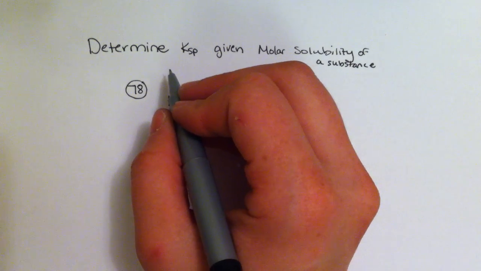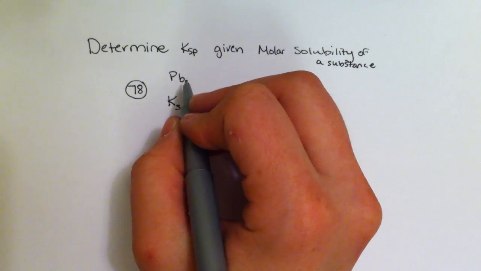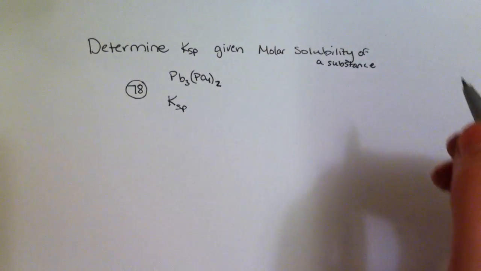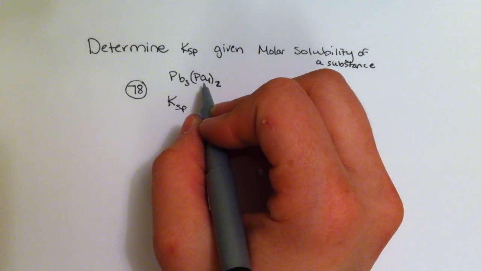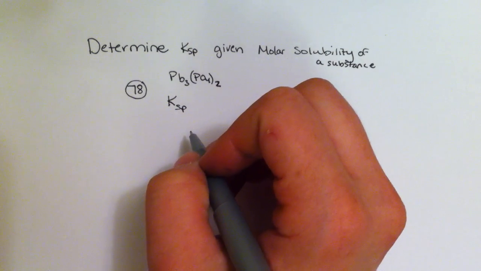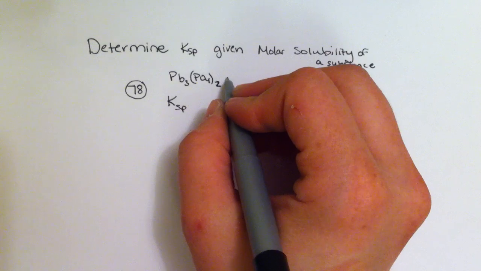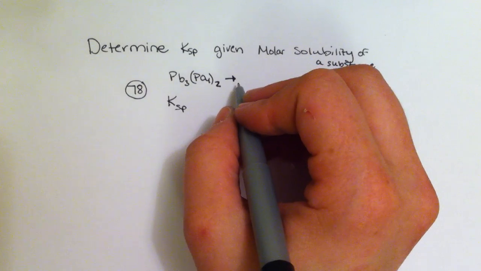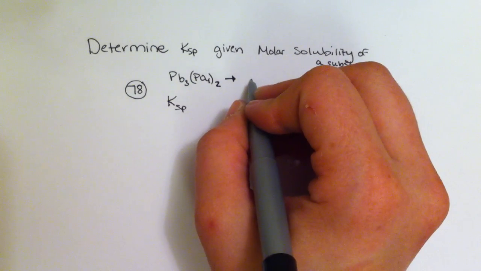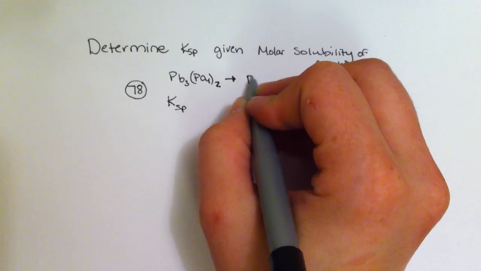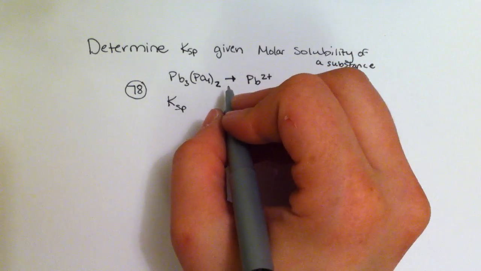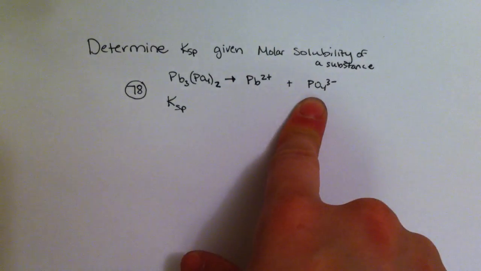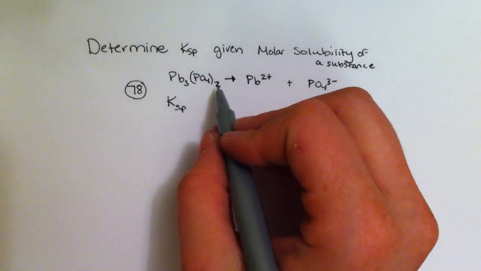For example, I'm going to do Pb3(PO4)2, so lead(II) phosphate. Now, remember from solubility rules, phosphates are insoluble, but what we learned in class today is that that's not totally true. A little bit will dissolve. So we would make this into Pb2+ and PO4 3-. I knew that because I memorized phosphate, and also because this is an easy one.